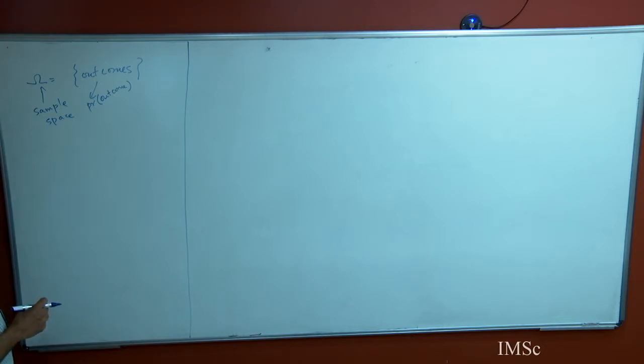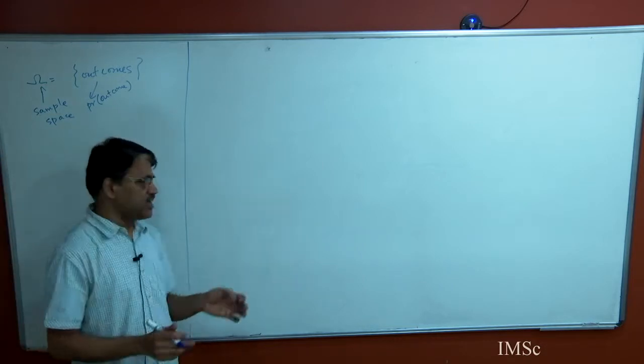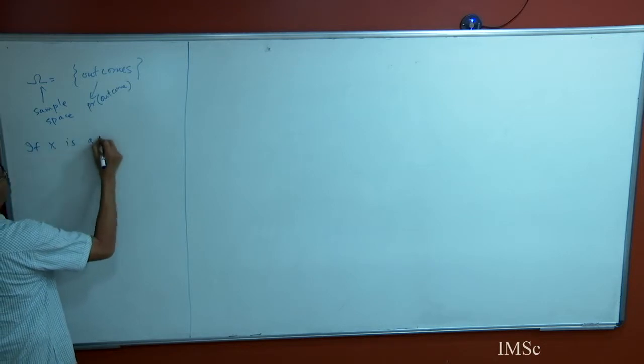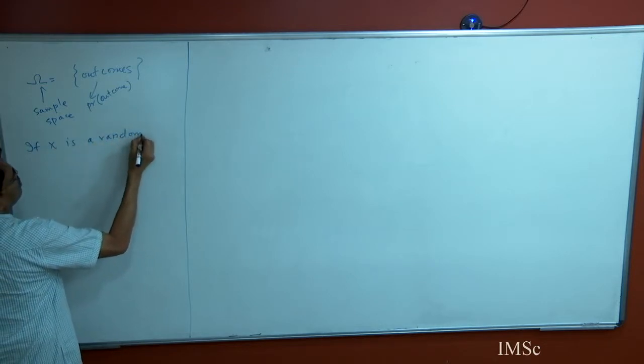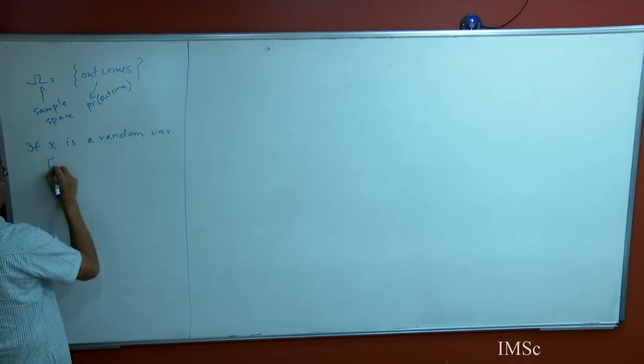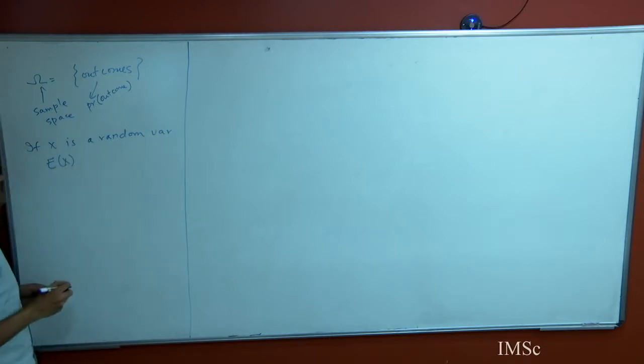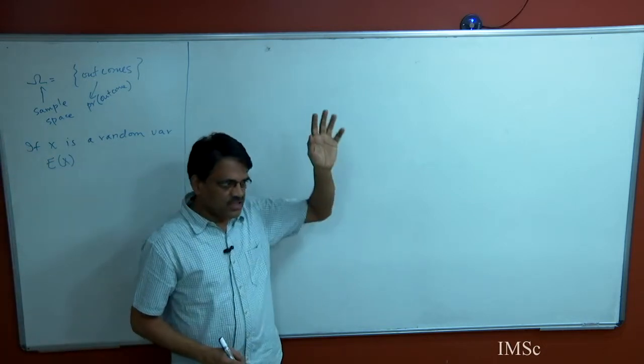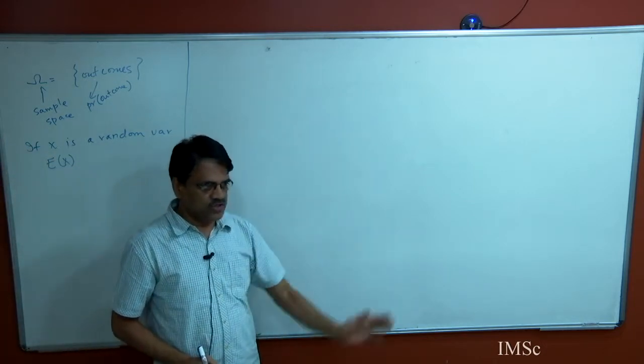Okay, so there is a notion of expectation, which is basically the average, right? So if x is a random variable, then the expectation of x is basically, think of a random variable as a function. It just gets any one of those outcomes.